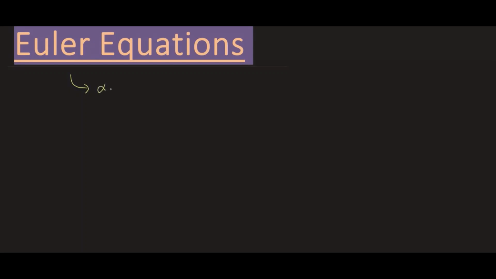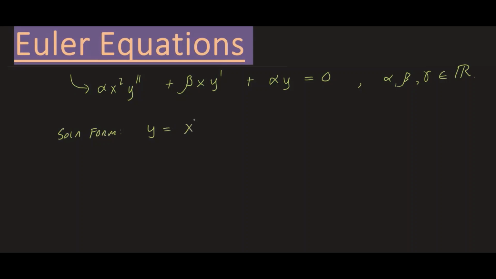So you have some alpha x squared y double prime plus beta x y prime plus gamma y equals 0, where alpha, beta, and gamma are going to be real numbers. Okay, so you have function x squared with y double prime, x with y prime, and constant with y. If you have it in this specific form, then we're going to assume that the solution form is going to be the function y is equal to x to the r, where r is the root of this equation.